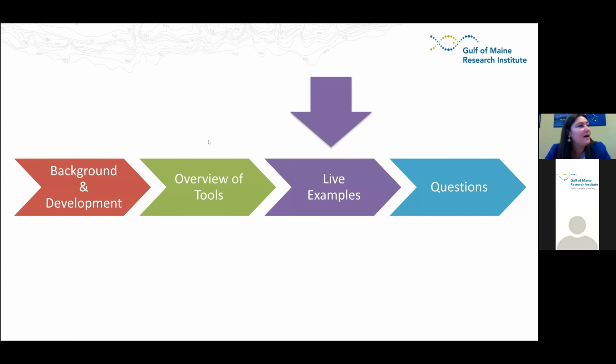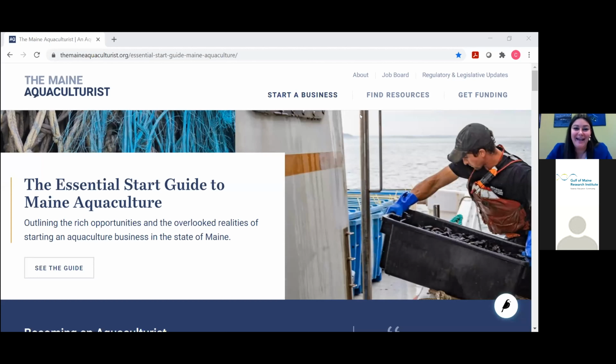All right, so we're going to move on to our live examples. Just give me one second because I'm going to have to switch my screen for you guys. Okay, so now I have pulled up the Maine Aquaculturist, which is our website. Again, this is our home screen that you saw in the PowerPoint before. We're going to do two different examples to give you an idea of what it's like to use the website. So we're going to do two different scenarios.